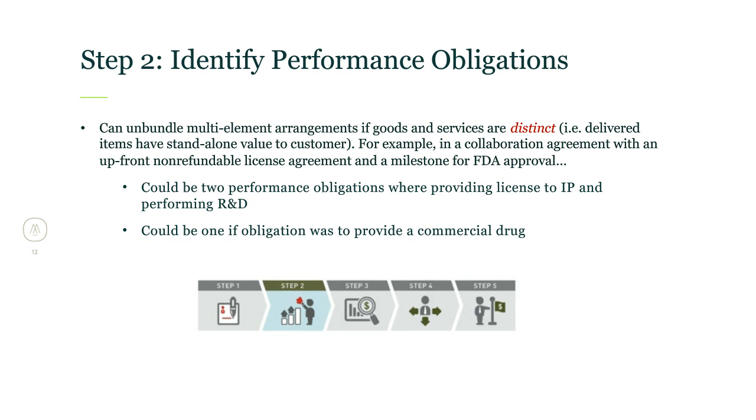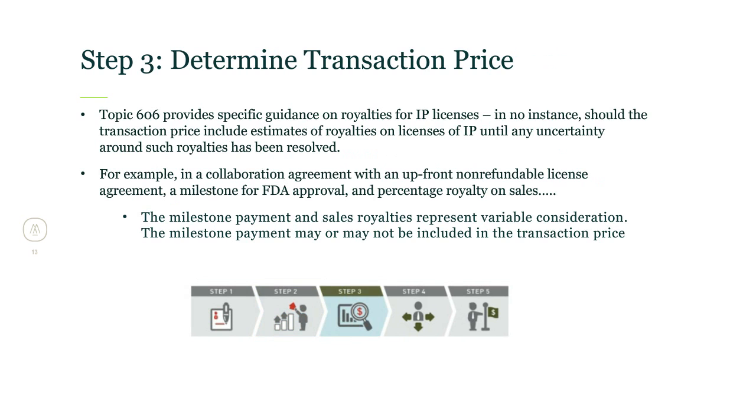So when we get to the third step here of determining transaction price, this is where you start getting into the actual numbers behind all this, certainly. And as part of this, I just want to highlight a couple of things. One of the things that's really interesting is that under 606, it gives very specific advice on royalties. I just want you to be aware of that, because that's an important distinction for those on the call, given your industry and what's going on.